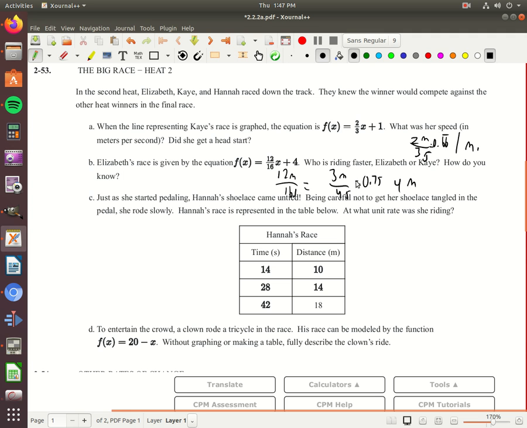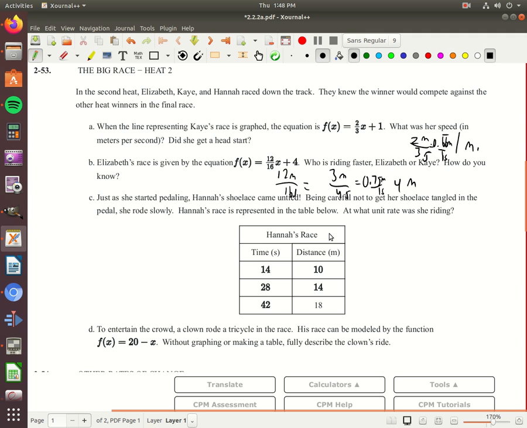How do you know? Again, you can go to unit rate. This is 0.75 over 1 and 0.66 over 1. So 0.75 meters over 1 second is faster than 0.66 meters over 1 second. So just making it a unit rate. Just as she started pedaling, Hannah's shoelace came untied. Being careful not to get her shoelace tangled in the pedal, she rode slowly. Hannah's race is represented in the table below. What was her unit rate?